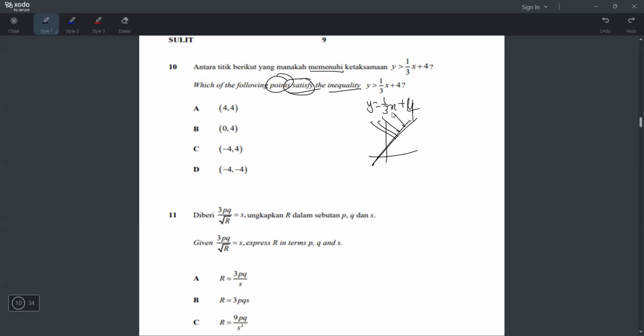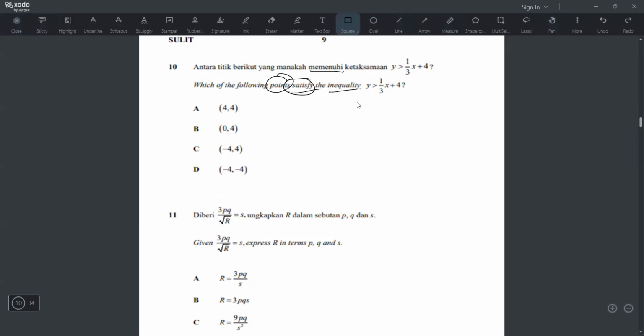But how do you want to know which point is in the shaded region? Okay, of course you can draw it on graph paper also. Just draw it on graph paper, plot the points, and after you draw the line, check whether the point is inside the shaded region. But surely you don't want to use graph paper, right? So there is actually a better method.